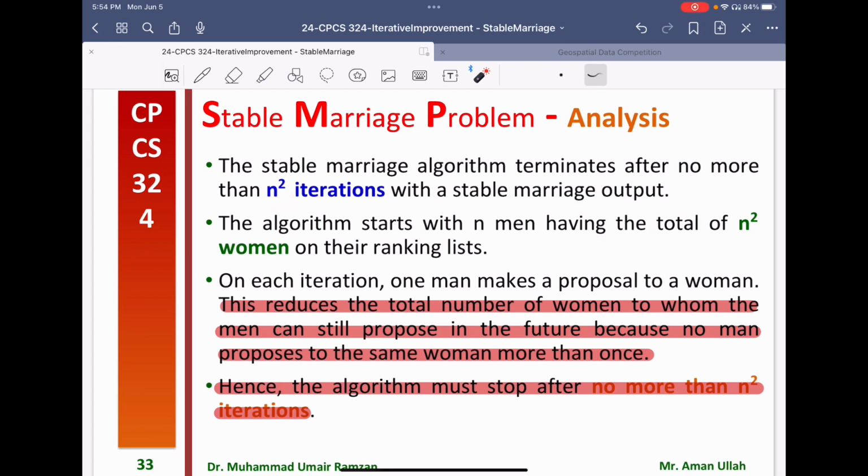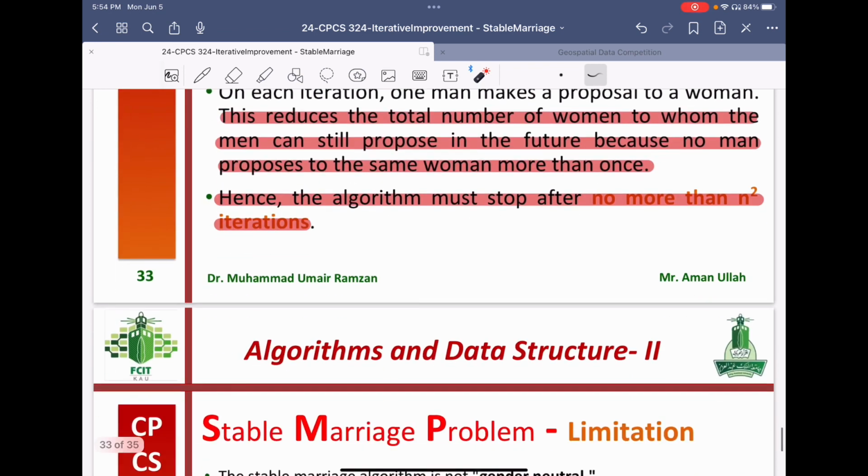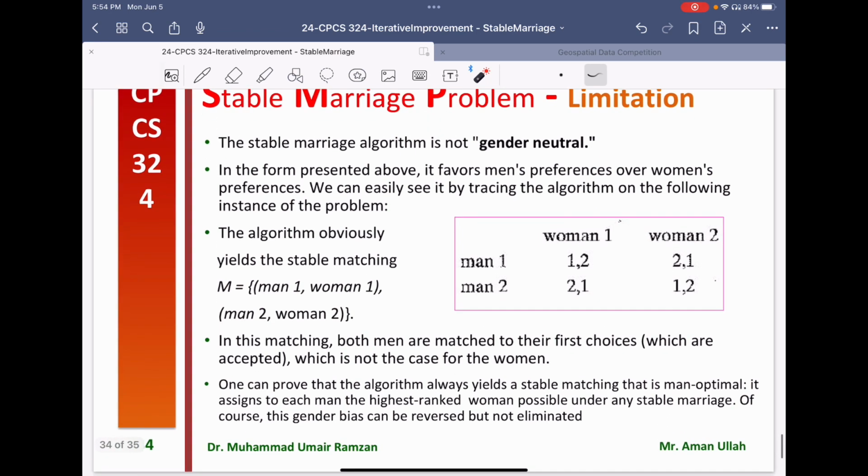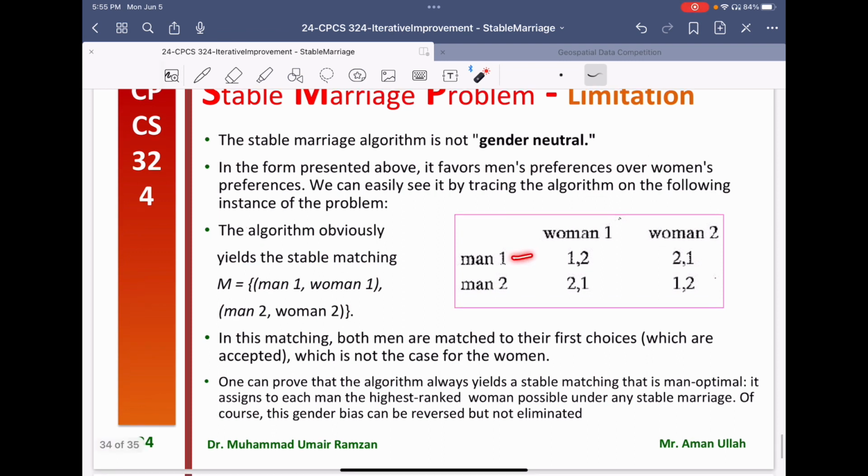There's no way. Okay. And as for the limitation, what this whole slide is basically just saying is that it's more biased towards the man than it is the woman. Because we're taking the men in the iterations and not the women, we're putting the men's preferences at a higher priority than the women. So, for example, we know that each man is married to the top woman in his list, but we can't say the same for the women.